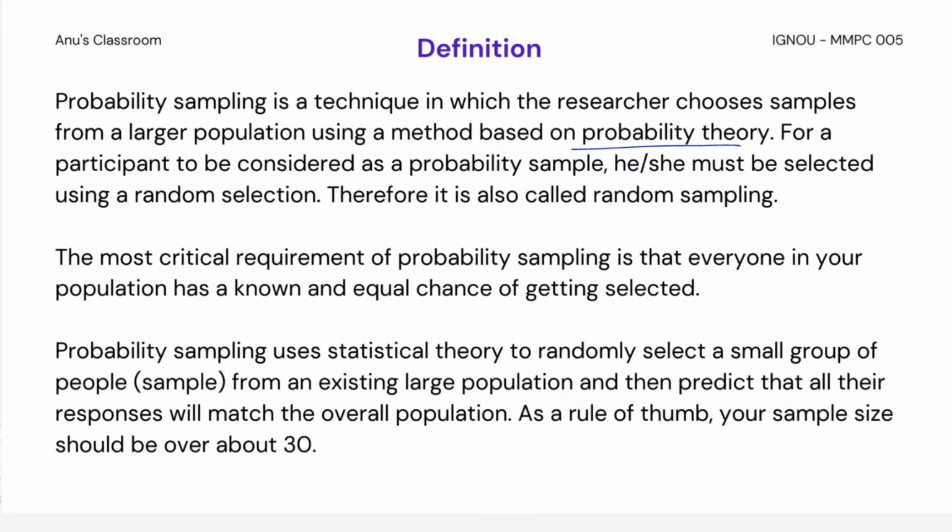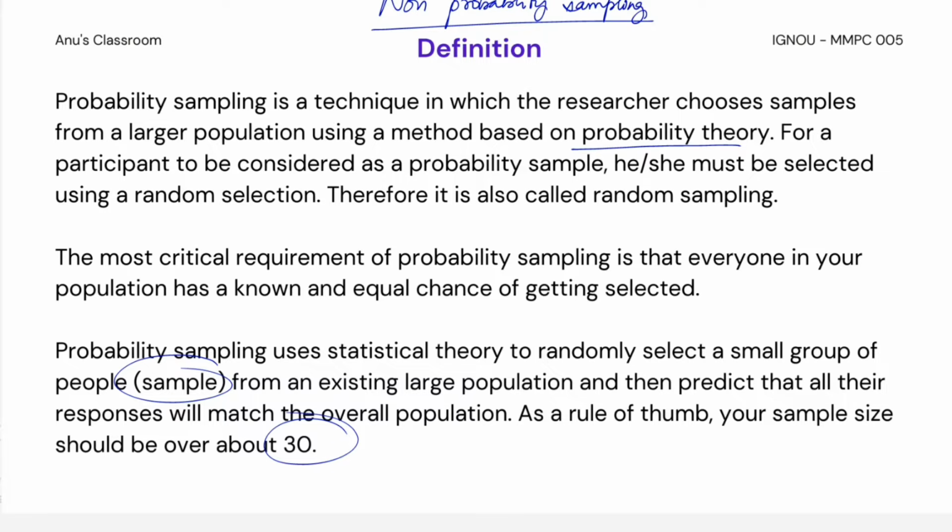Probability sampling uses statistical theory to randomly select a small group of people, that is what we call a sample, from an existing large population, and then predict that all their responses will match the overall population. And as a rule of thumb, we generally take sample sizes of at least 30 if we are going for probability sampling. If you don't have enough population to get at least 30 samples, then we go for a method that is called non-probability sampling.